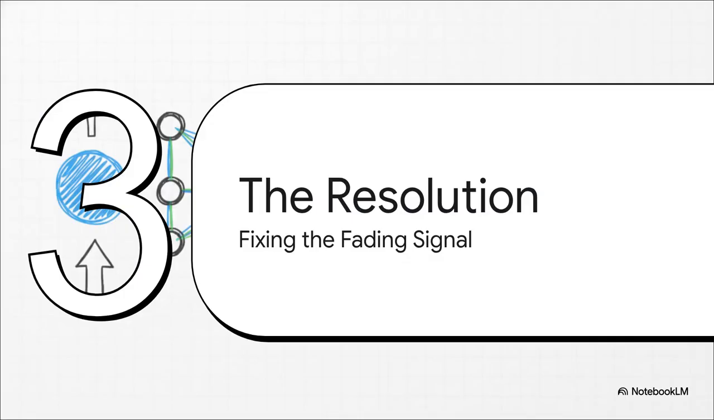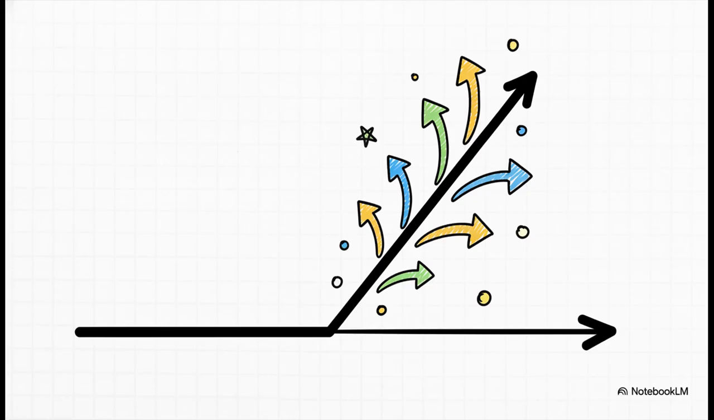Section 5. The resolution. Fixing the fading signal. So, how did the deep learning community finally bypass this mathematical roadblock and ignite the crazy AI boom we see today? Enter ReLU, the rectified linear unit. Now, I know it sounds super complicated, but it is a shockingly simple mathematical tweak. The rule is literally just this. If the input is less than 0, output 0. If the input is greater than 0, output the exact same number.